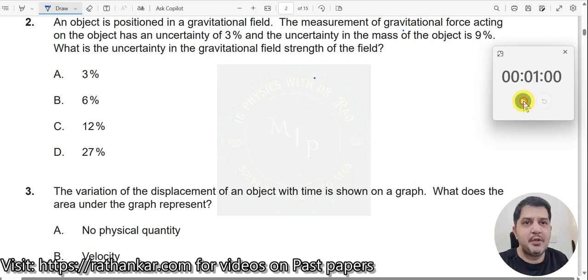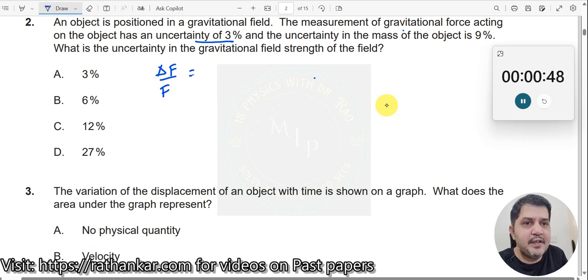Question number 2. An object is positioned in a gravitational field. The measurement of the gravitational force acting on the object has an uncertainty of 3%. What do you mean by this? It means that delta F by F is equal to 3%. And the uncertainty in the mass of the object is 9%, so delta M by M is equal to 9%.